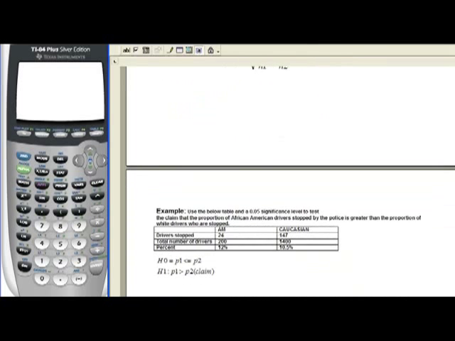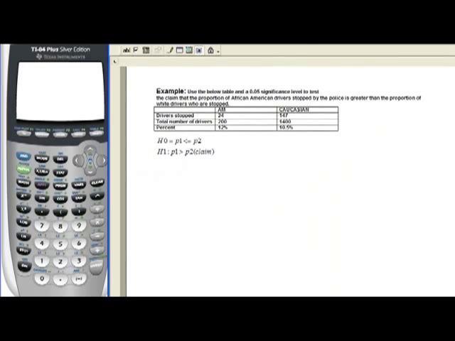Let's go to an example. Now we have a table and we want to test at 0.05 significance level, alpha 0.05, the claim that the proportion of African American drivers stopped by the police is a lot more than the proportion of white drivers. The data we have is 24 of them stopped out of 200 versus 147 Caucasian drivers out of 1,400.